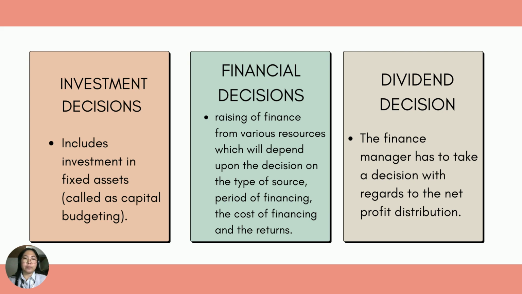And the last of our decisions is the dividend decision, which focuses on the finance manager, who has to take a decision with regard to the net profit distribution. Our net profit has two parts. The first one is the dividend for our shareholders, and the rate of it has to be decided. And the second one is retained profits, wherein the amount of retained profits has to be finalized, which will depend upon expansion and diversification plans of our enterprise.